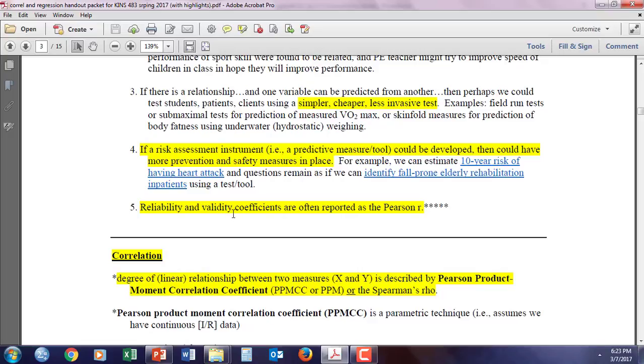Many of these coefficients are based on the Pearson R, although there are better ways of looking at validity and reliability. The importance here is that you can relate two numbers, and you can do that with the Pearson R. It's especially going to be important when we look at what we call validity coefficients.